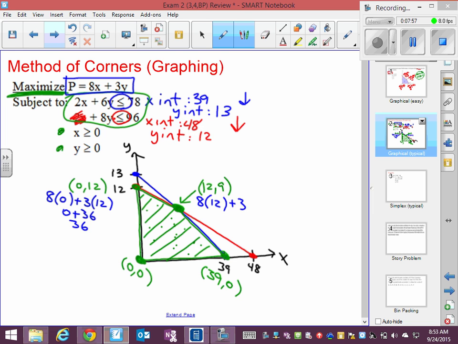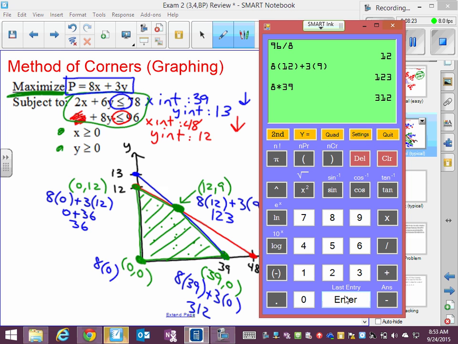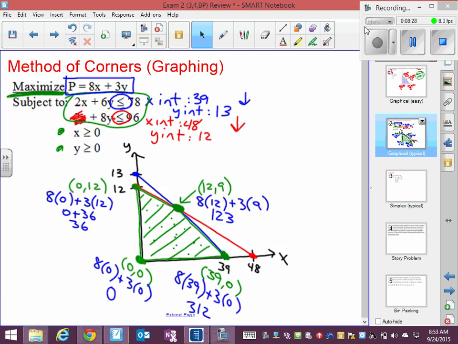8x plus 3y. Let's use the calculator for that one. We've got 8 times 12 plus 3 times 9. That's 123. 8 times x plus 3 times y. It's going to be 312. And then, of course, 8 times 0 plus 3 times 0 is going to be 0.